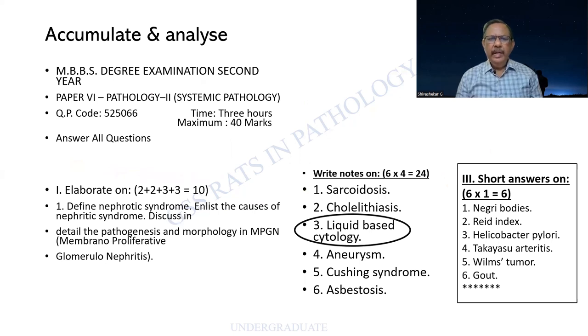Incidentally, this is a question paper from the MGR Medical University. It is paper 2 and there is a question paper code that is given. I just wanted to analyze this paper. There is an essay question on nephrotic syndrome and a component of nephrotic syndrome, namely membranoproliferative glomerulonephritis. A very standard question asked over the decades, and it is easy for the student to answer.